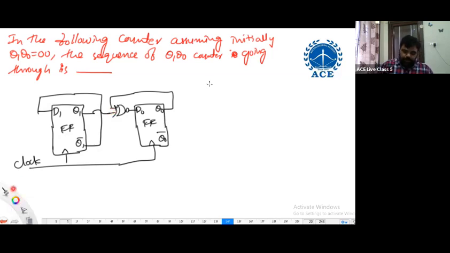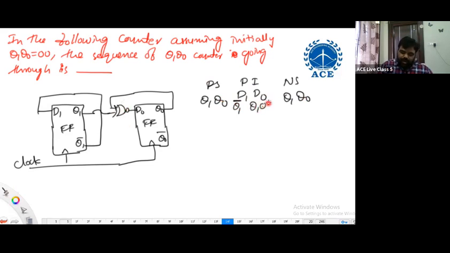Let us see here. The present state is Q1, Q0. Based on the present state, what are the present inputs? D1, D0. Based on the present state and present input, we estimate the next state. What is D1 connected to? Q1 bar. What is D0 connected to? Q1 XNOR Q0. Remember once again, based on the present state only, we are deriving the present inputs. Once we have present inputs and present state, I can say the next state using the characteristics of the flip-flop.